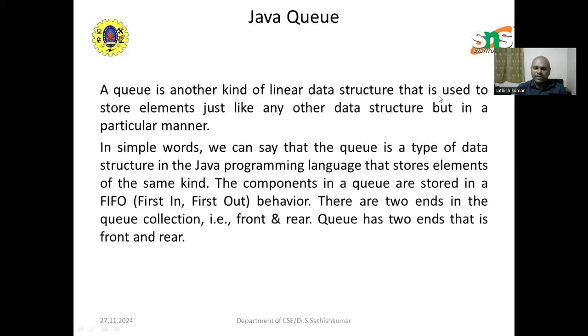So the queue is a data structure that stores elements of the same kind. The elements in a queue are stored in first in, first out order. A queue has two ends, that is front and rear.